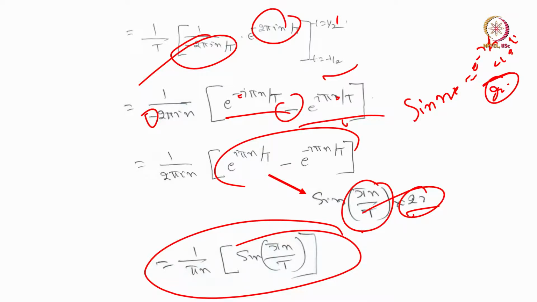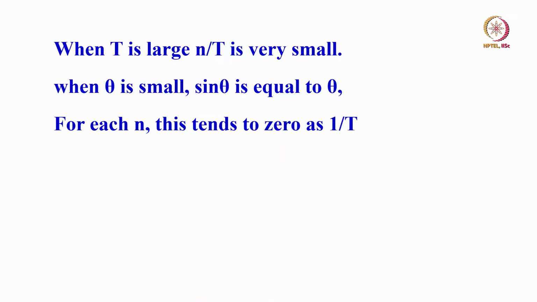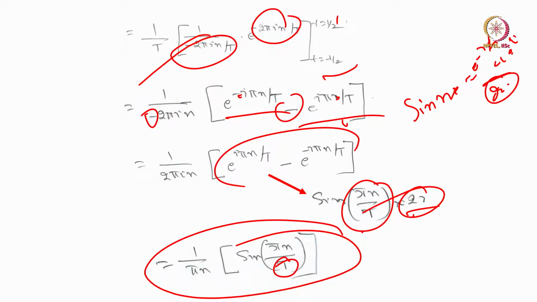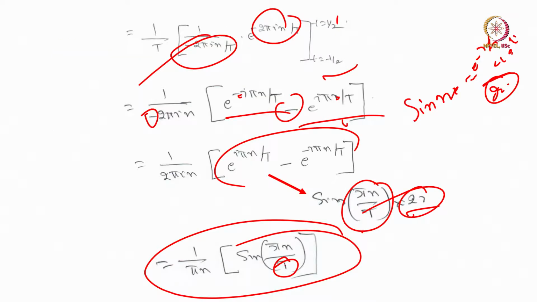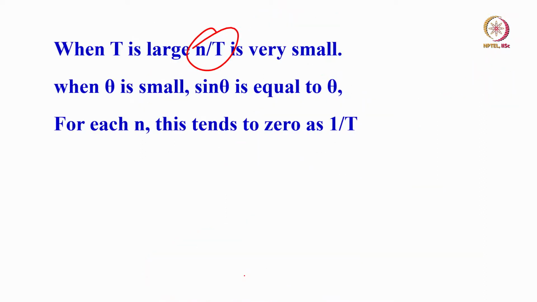If you work out this integral and write down the coefficients of this Fourier series, this turns out to be like this. Now when t becomes larger and larger, n by t becomes very, very small, because t is in the denominator. When this becomes very small, in trigonometry we know that if you have sin theta, when theta is very small, then sin theta can be simply written as equal to theta.